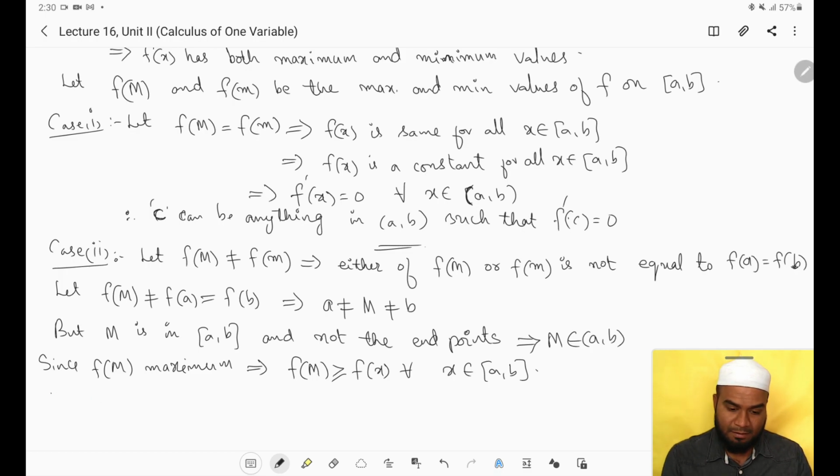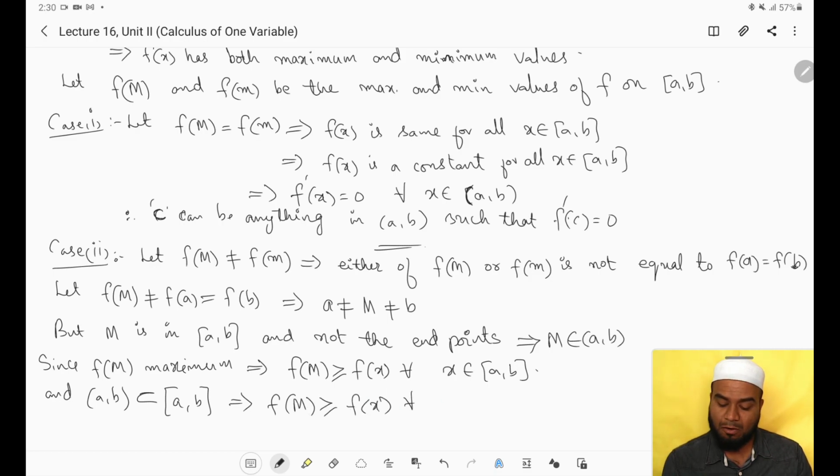And what is the open interval a comma b? The open interval a comma b will always lie in the closed interval a comma b, right? Closed interval means endpoints are considered, open interval means endpoints are not considered. So the open interval a comma b is always contained in the closed interval a comma b. Thus, whatever condition is true on the closed interval will always be true on the open interval also, right?